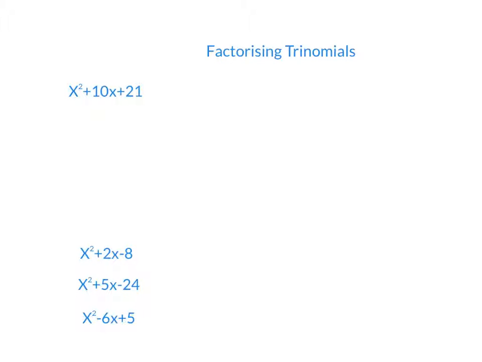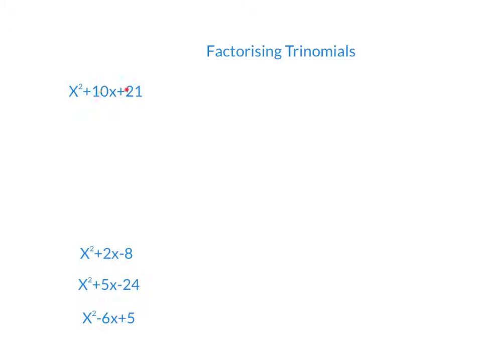Okay, we're going to be factorising trinomials. We've got 4 examples here we're going to go through. In each of the examples, x squared has a coefficient of 1. What I mean by that is there's no number in front of x squared. I've only got x squared plus some number of x plus a number.